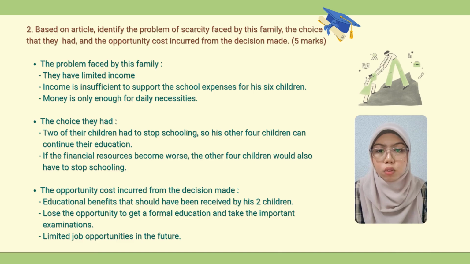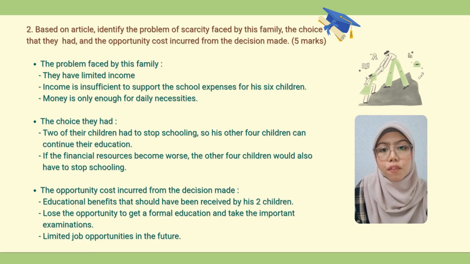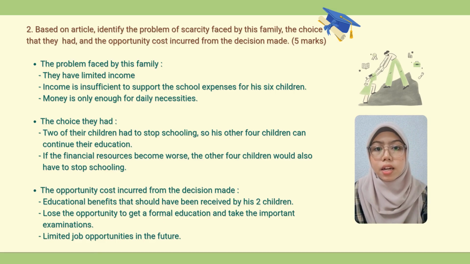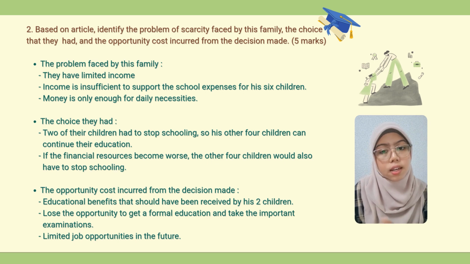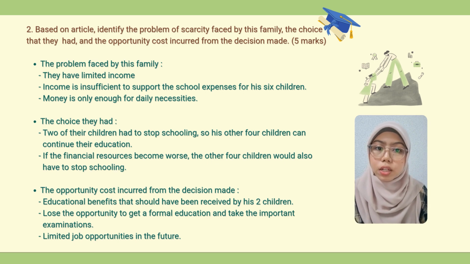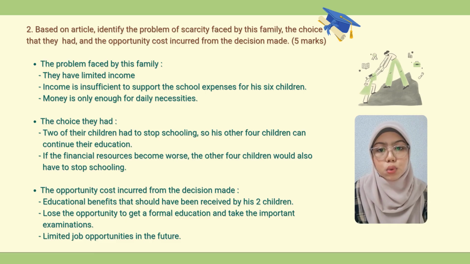made. The second question is the scarcity problem faced by this family is they have limited income. The family's income is not enough to support the schooling expenses of all 6 children because the money earned is only enough to use for the necessities. Next, the choice that they have is to drop 2 of their children from school so that the other 4 children could continue their education.